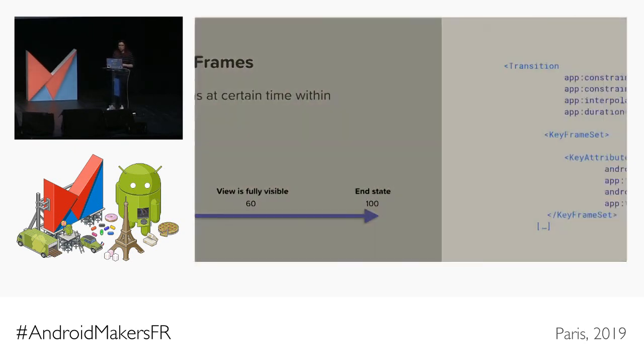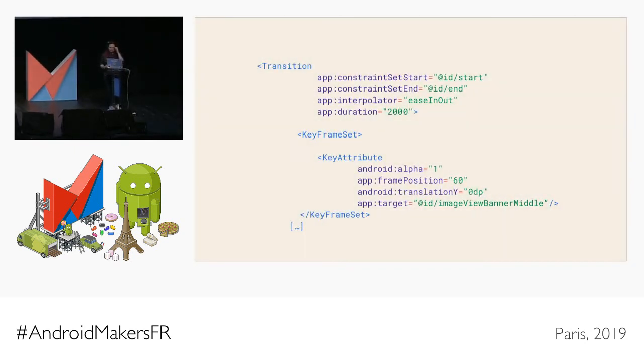So if we had to look at it within XML, we can go and say, with this transition, we can then specify this keyframe set on a transition. And here we can target certain views within our layout hierarchy. And we can say, okay, at frame position 60%, this view must be completely visible. So this part of your animation must be done for this certain view. So you can set up all different kinds of portions of your animation to happen at certain points.